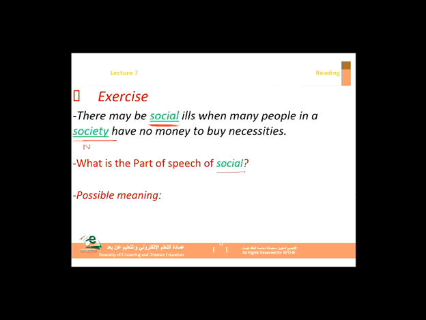Okay, social is an adjective. What are some possible meanings? Basically an adjective referring to societies, so pertaining to society. Of course, you can use your own words. There is more than one answer. There are 2 or 3 possible correct answers.